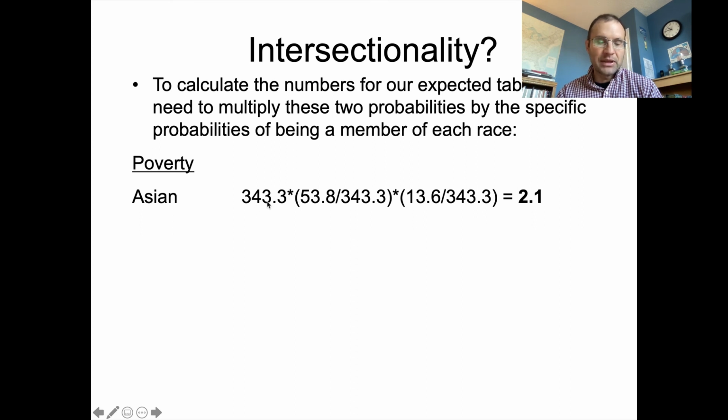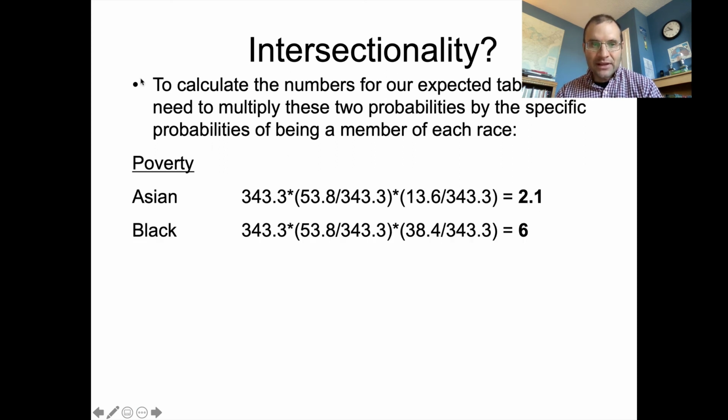This is the total number of people we have in the US in this census data. This is the probability of being in poverty. This is the probability of being an Asian person in the US. And you multiply those together by the total number of people, and you get 2.1 million. This is your expected number of Asian people in poverty in this data set.